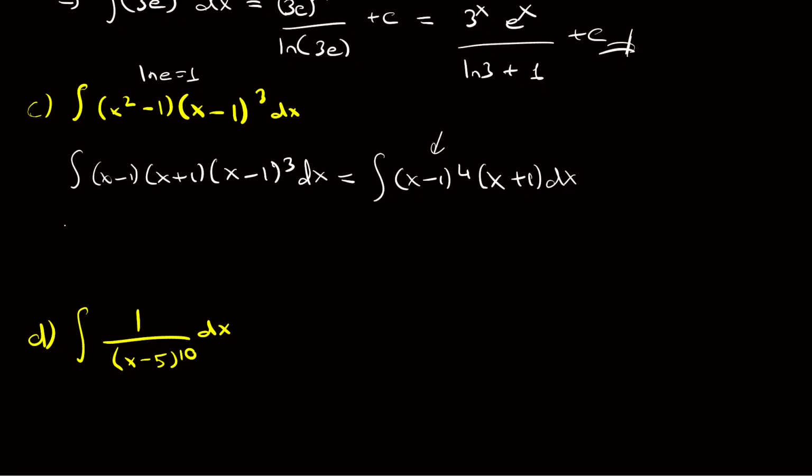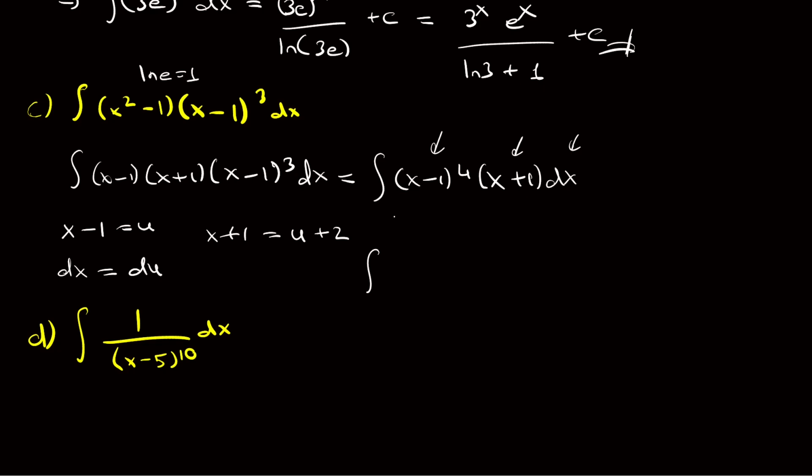What can I do? I will say x minus 1 is equal to u, because u to the fourth power is pretty easy to integrate. Everyone can integrate this. And from here, differentiating both sides, dx is equal to du. I know what to write instead of dx. I know what to write instead of x minus 1. What about x plus 1? Let's figure that out. x plus 1 is equal to u plus 2, if I add 2 to both sides.